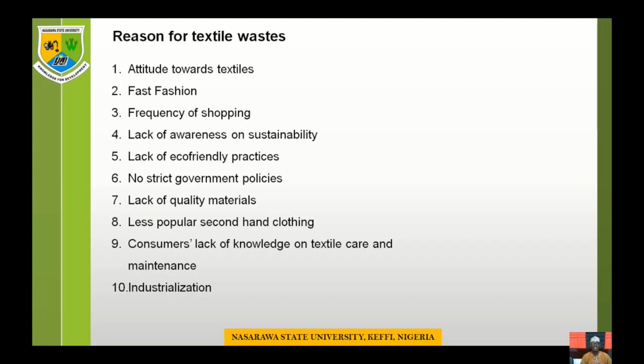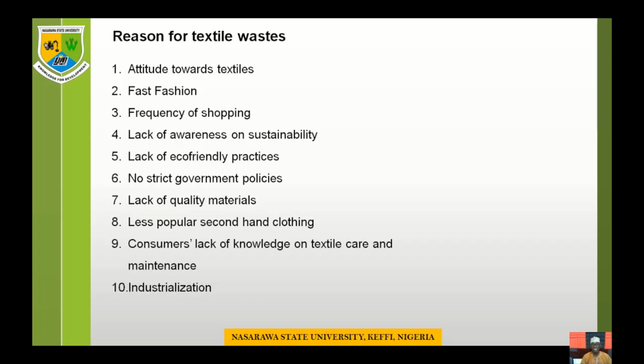Let's go back again. When you say attitude towards textiles, in some countries like India, they can change textiles from one thing to the other. A sari in India can be changed into a cotton, it can be changed into so many things. But in other climes, once a cloth is damaged, it is just thrown away. And because of fast fashion, you find there's always an increase in clothing materials, an increase of fashion is an increase in the turnover of textiles. Frequency of shopping, because now people shop more because they have more money, so they tend to have more textiles than they require.